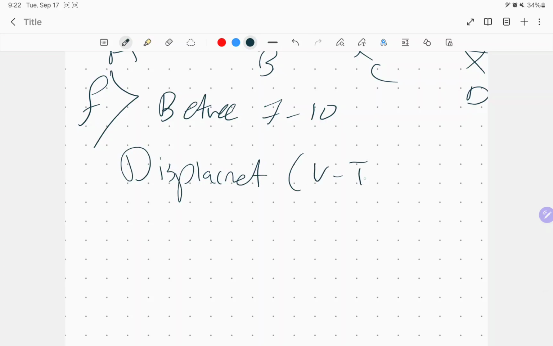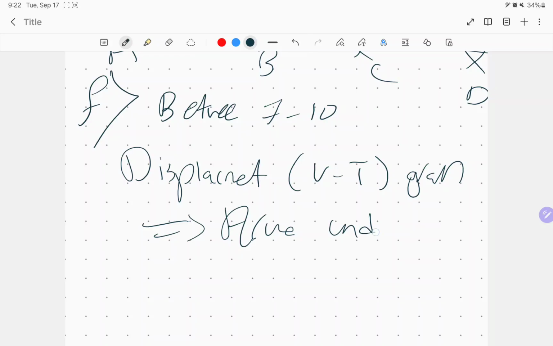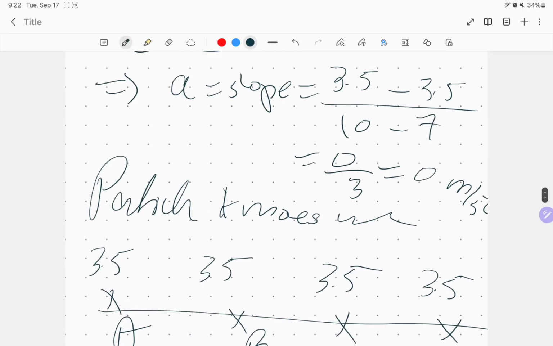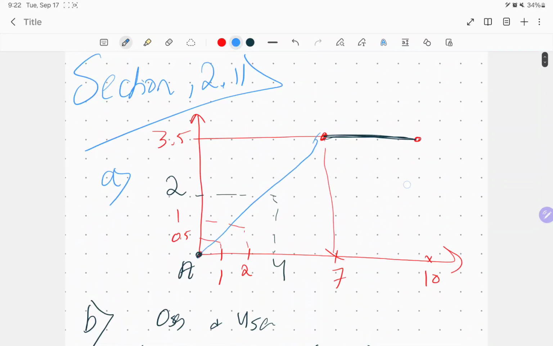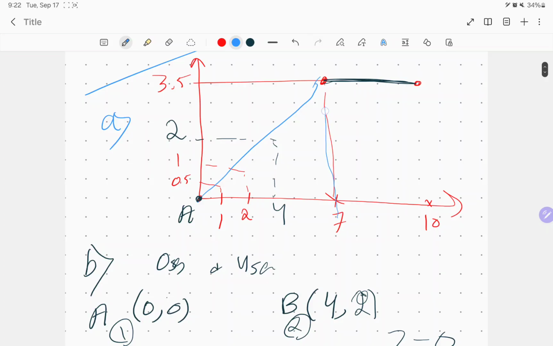If we have a VT graph, it represents the area under the graph. Let's get back to our graph. At time equal to 7, this was here. At time equal to 10, this was here. As you can see, what does this part of the graph represent?